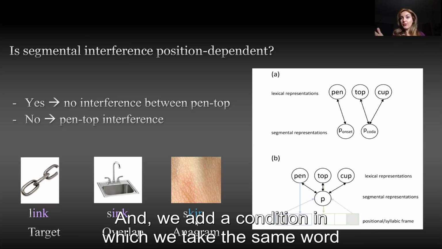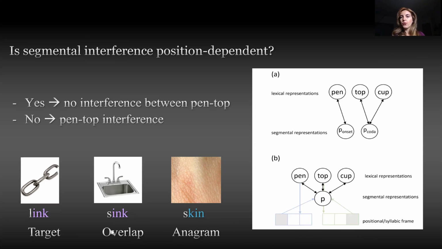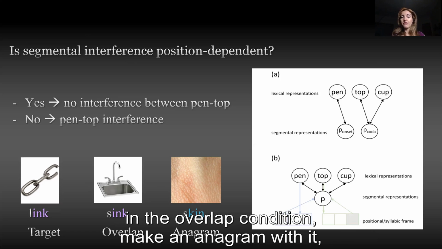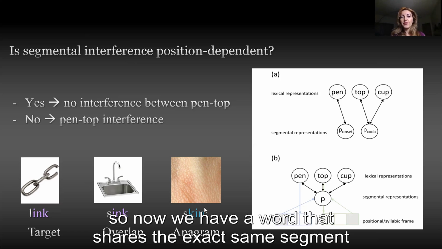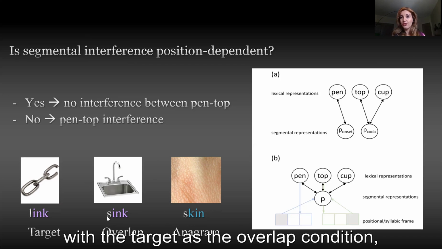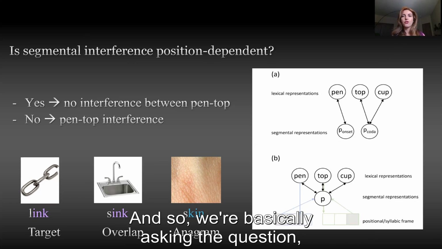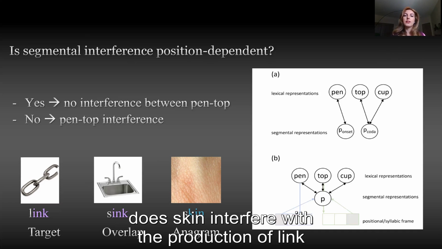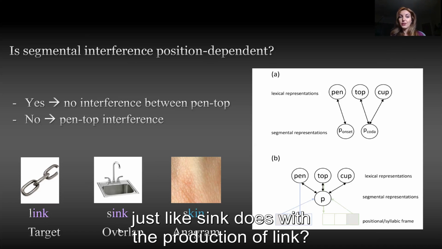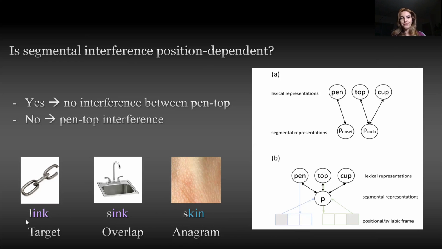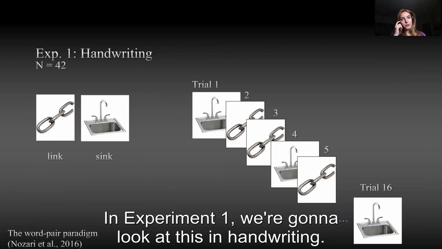And we add a condition in which we take the same word in the overlap condition, make an anagram of it. So now we have a word that shares the exact same segments with the target as the overlap condition, but now none of them are in the same position. And so we're basically asking the question, does skin interfere with the production of link just like sync does with the production of link? In experiment 1, we're going to look at this in handwriting.